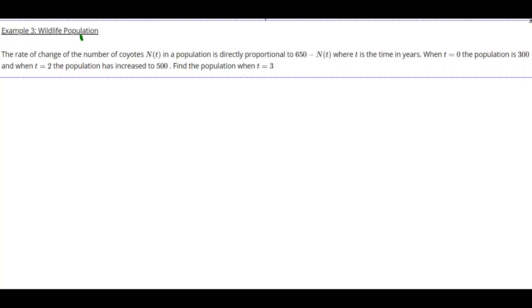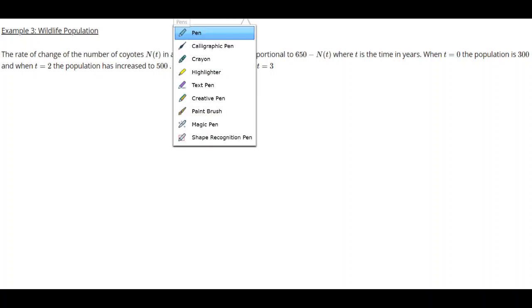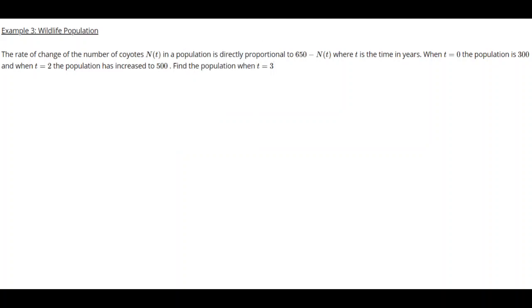For the last example here, we're going to go ahead and use what we just learned on a word problem. All right, so the rate of change of the number of coyotes, N of t, in a population is directly proportional to 650 minus N, where t is the time in years. When t equals 0, the population is 300. When t equals 2, the population was 500. Find the population when t equals 3.